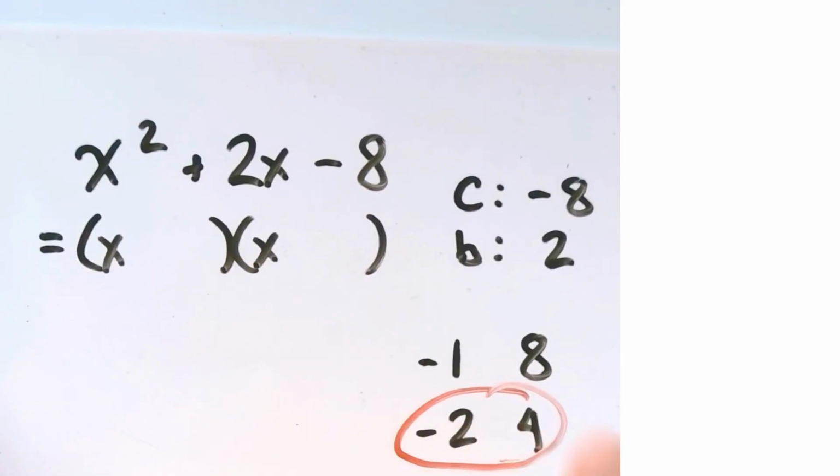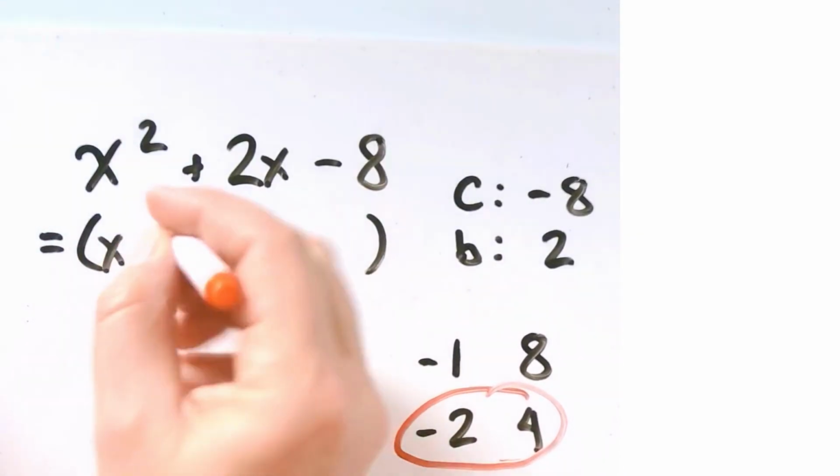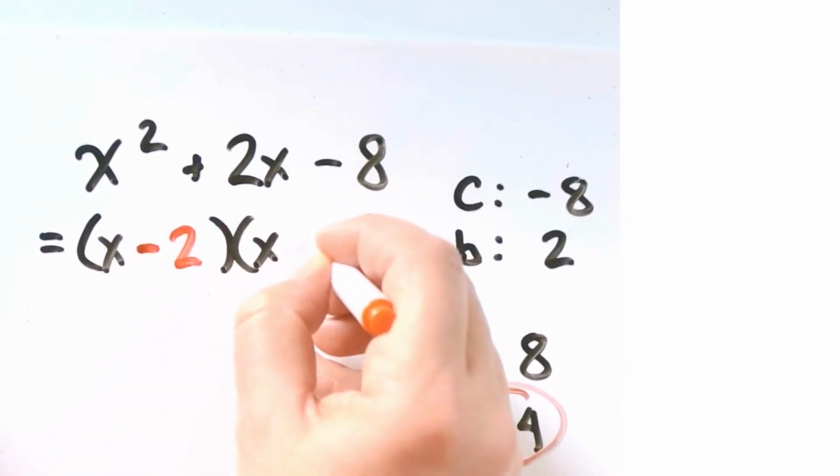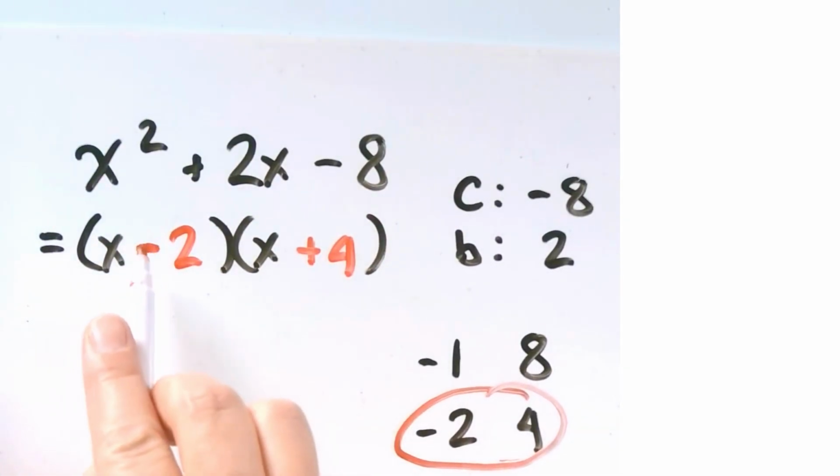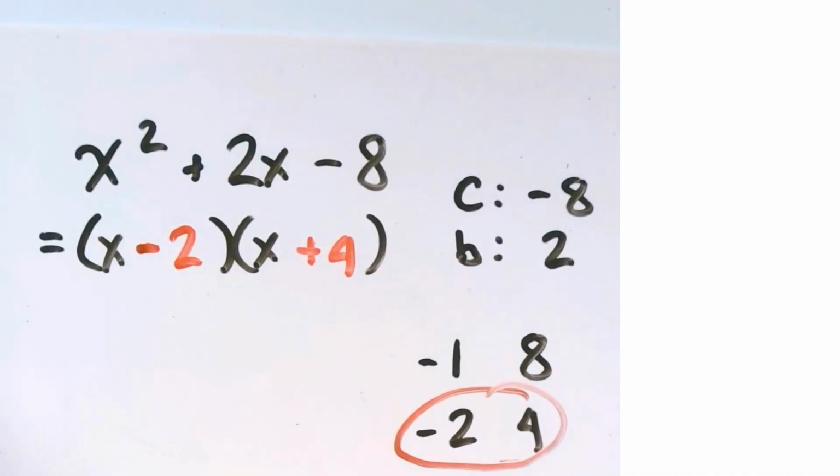So now I have my two numbers, and literally all I need to do is write it into my factored form. So x minus 2, x plus 4. And you could write that in either order as long as the negative stays with the correct number. And again, you can just expand to double check.